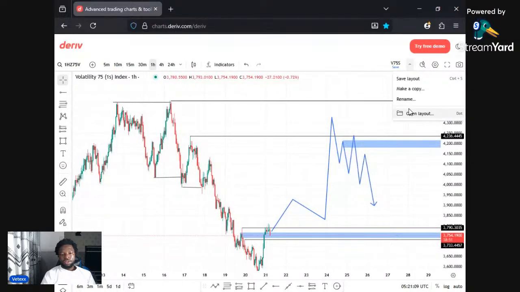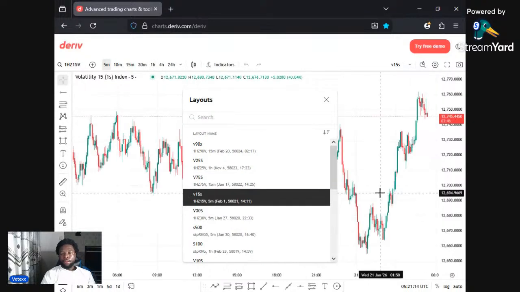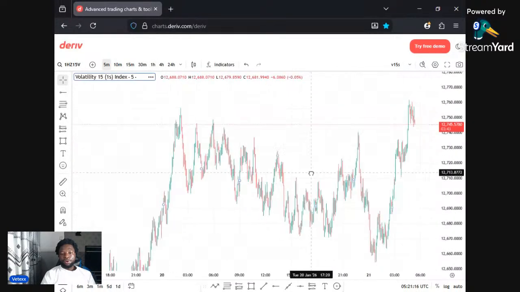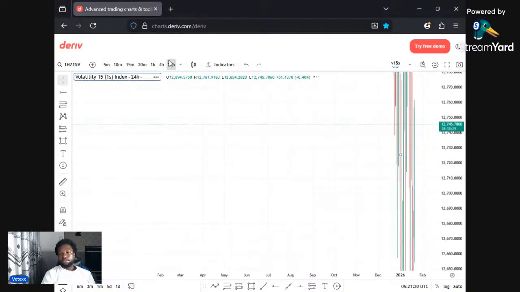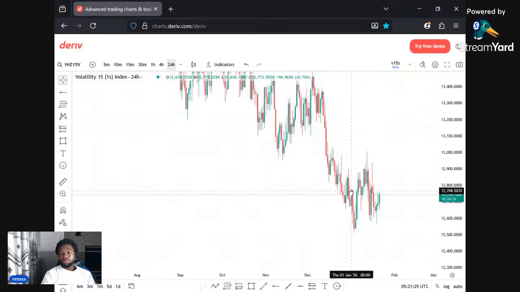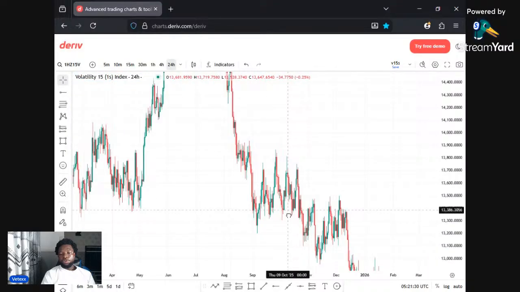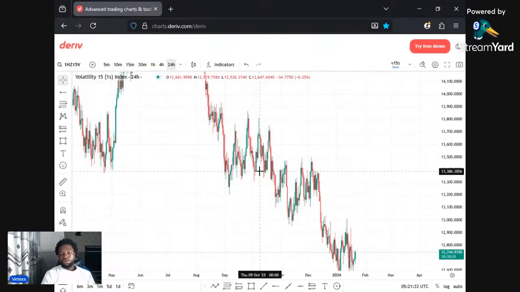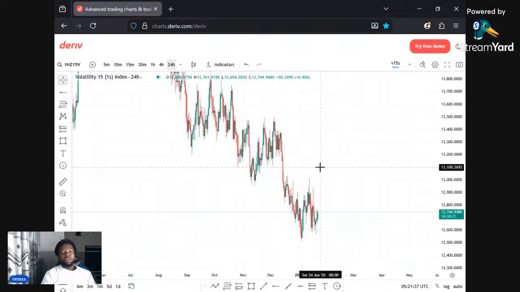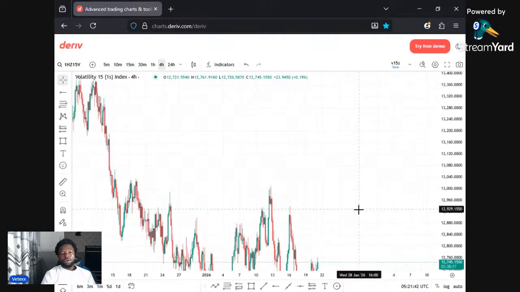So the next we are checking out is V15X, volatility 15 1S. That is the next pair we are checking out. Starting from the 24-hour time frame, V15 1S is on a bearish move. It's on a bearish move, but there is no structure, no direction on the 24-hour time frame using our trading model. So let's go to the 4-hour time frame and check if we find something tangible.